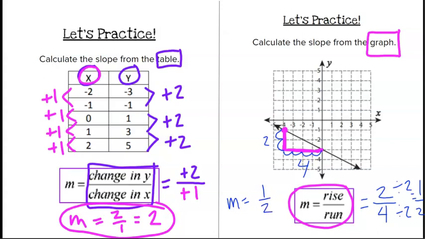And then we always need to check if that line is a positive slope, is it going up the mountain, or a negative slope, is it going down the mountain. So if I look at this line, from left to right, it is going down the mountain. It matches that negative picture. So I'm going to make this -1/2. And that is our slope for this graph.